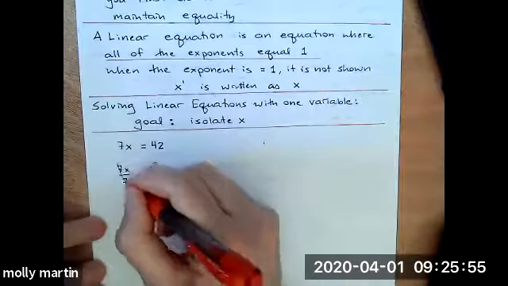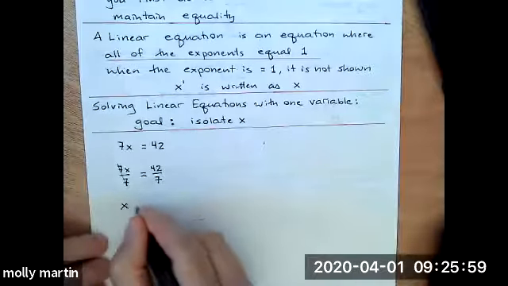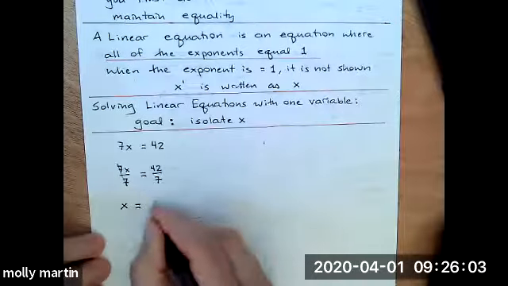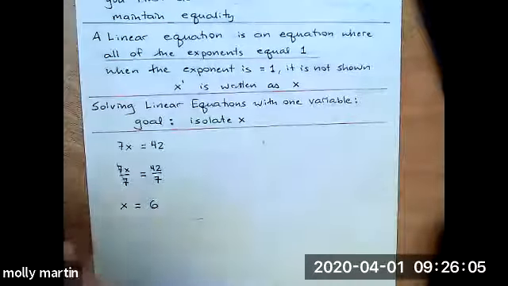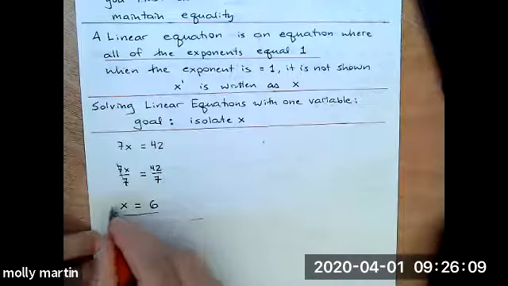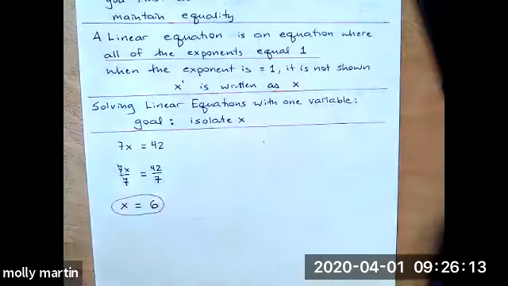Seven over 7 equals 1. 42 divided by 7 is 6. And we have x by itself, so 6 is our solution.